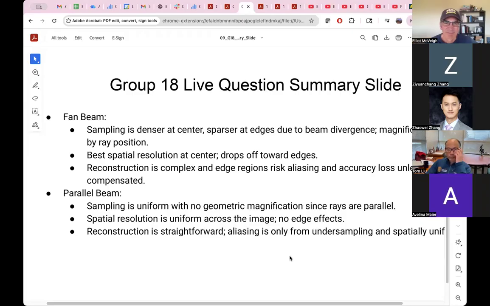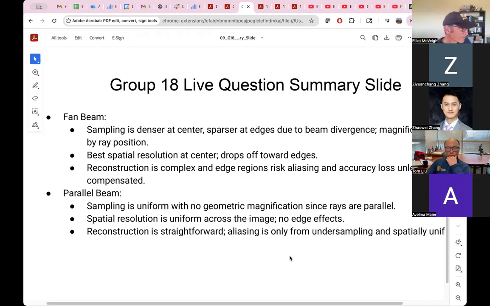Our ultimate findings were that parallel beam geometry ensures uniform spatial resolution and predictable aliasing, but it's less productive as it's a lot slower. It's best for analytical studies. Our second finding was that fan beam geometry provides faster acquisition, but it does require a little more mathematical correction because of its non-uniformity.